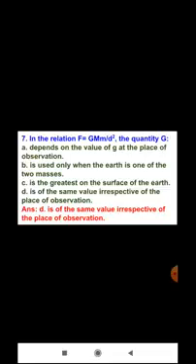The quantity G, that is capital G. What is capital G? Your universal gravitational constant. So in the relation F is equal to G capital M into small m upon d square.